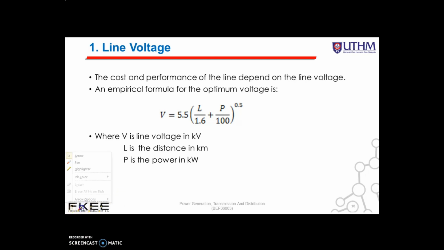First is the line voltage. Line voltage is the amount of voltage which a power line delivers to its destination. The cost and performance of the line depend on the line voltage. This is an empirical formula for the optimum voltage. V, the line voltage, is equivalent to 5.5 times the square root of L over 1.6 plus P over 100, where L is the distance of the transmission line in kilometers and P is the power in kilowatts.